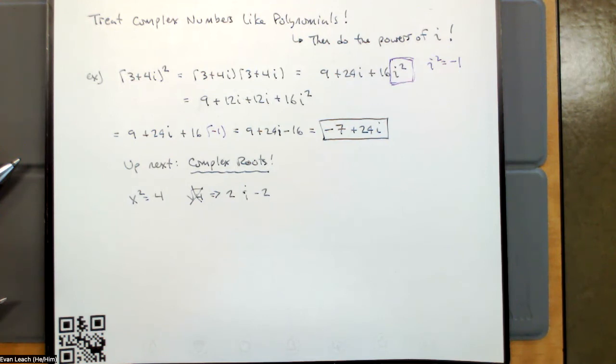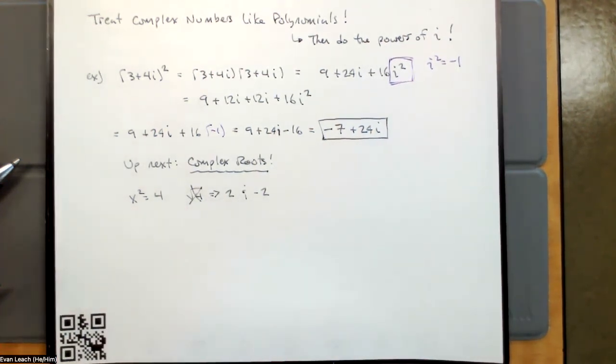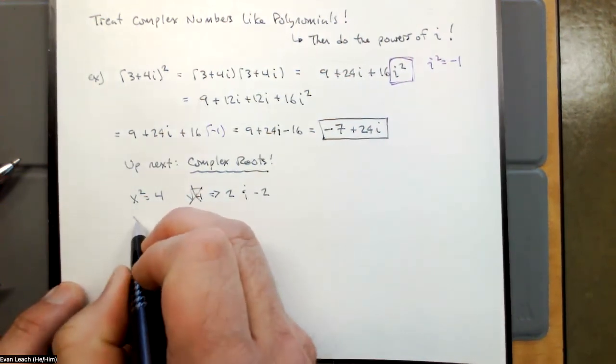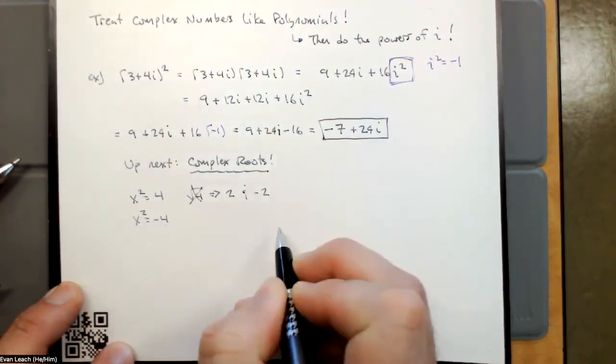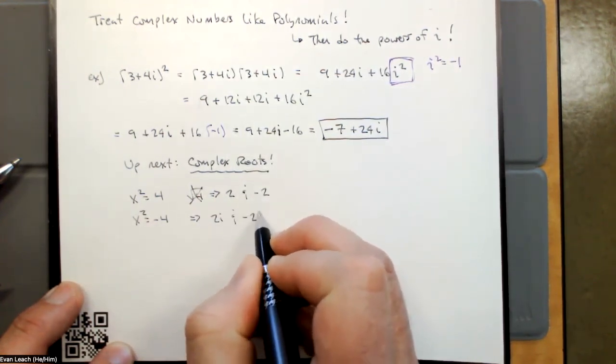So we want to modify our language a little bit. When I write radical 4, when I say what's the square root of 4 and write it this way, I want to know 2. So I don't want to say it that way. But now I'm asking a different question. What are the square roots of 4? So 2 and -2. 4 has 2 square roots because 2 squared is 4 and -2 squared is 4. So if I have x squared equals -4, then we want to say 2i and -2i.